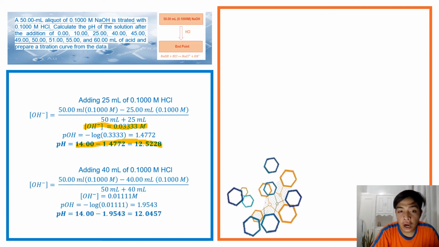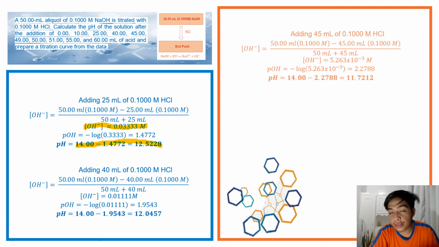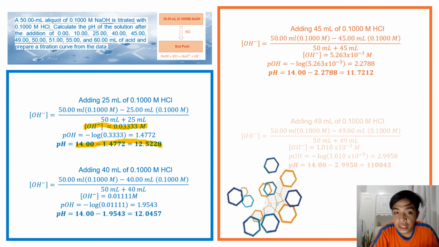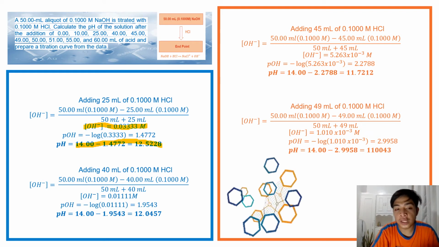The same process will be utilized for the three remaining pre-equivalence points, which are 40, 45, and 49 ml. When we add 40 ml, we're going to have 12.0457 as the pH. When we add 45 ml, we're going to have 11.7212 as the pH, and 11.0043 as the pH of the solution when we add 49 ml of 0.1 molar hydrochloric acid. It is observable that as we add more titrant to the analyte, the pH gets smaller and smaller.